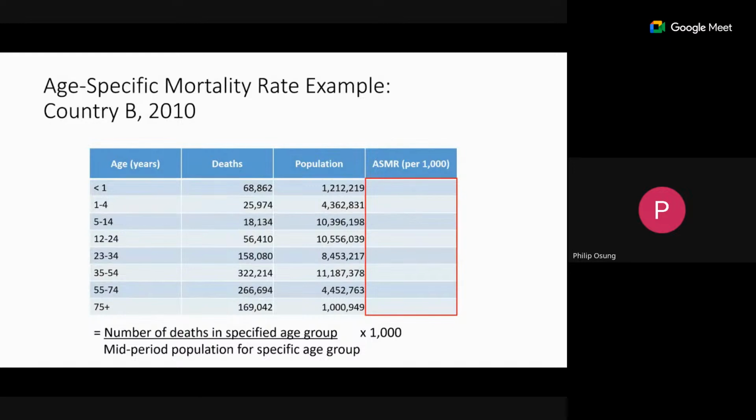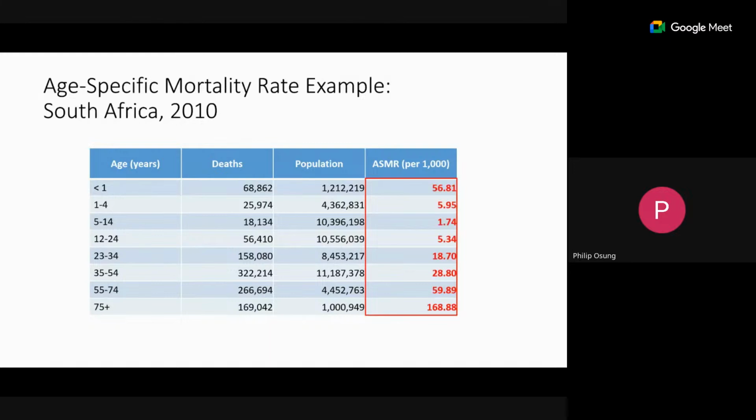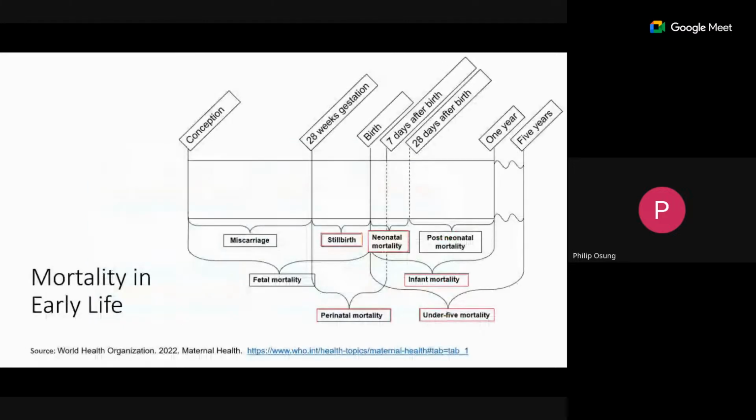I also had this little slide here where we had the death populations, and then we're supposed to work together to fill in these answers in red. So maybe when I share this, we could look at it together. Oh, we could look at it. Okay.